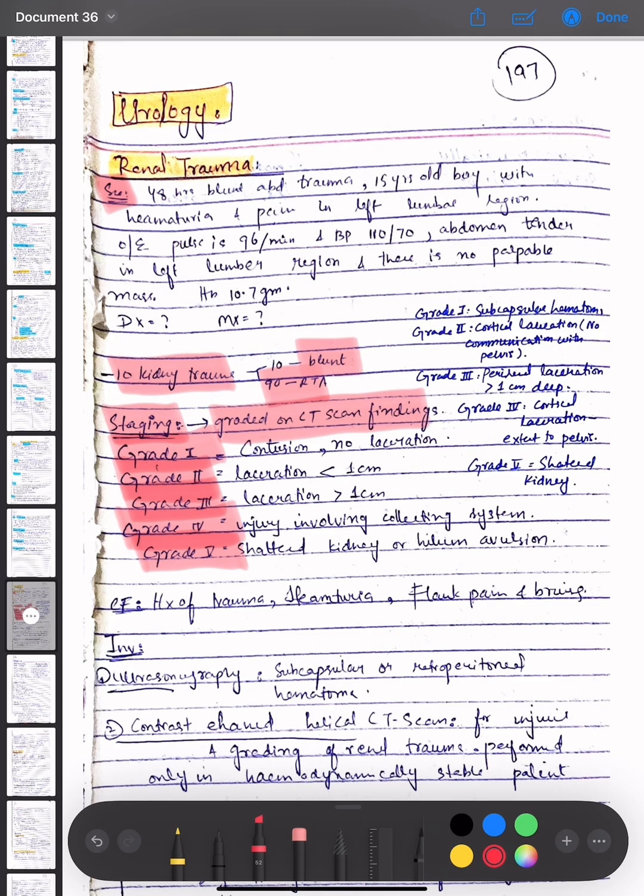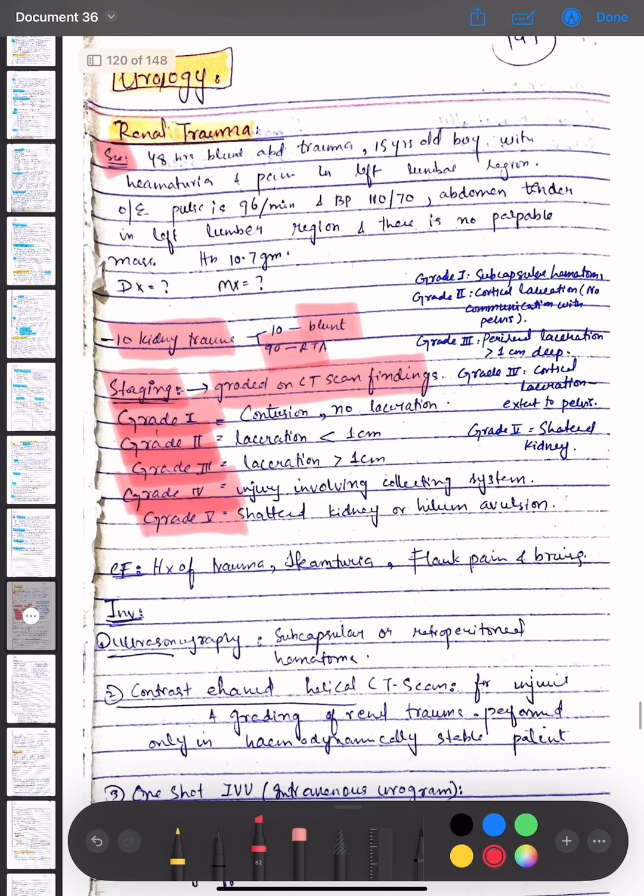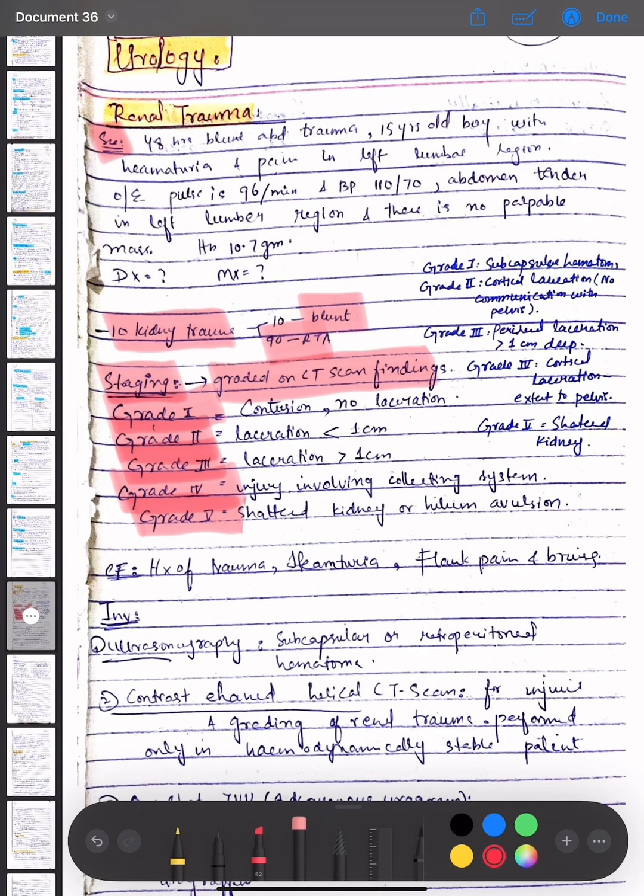Now also, grade 1 is subcapsular hematoma, grade 2 is cortical laceration with no communication with pelvis. Grade 3 is perirenal laceration that is greater than 1 centimeter deep. Grade 4 is cortical laceration extending to pelvis, and grade 5 is shattered kidney. So this is the grading of the renal trauma or kidney trauma.